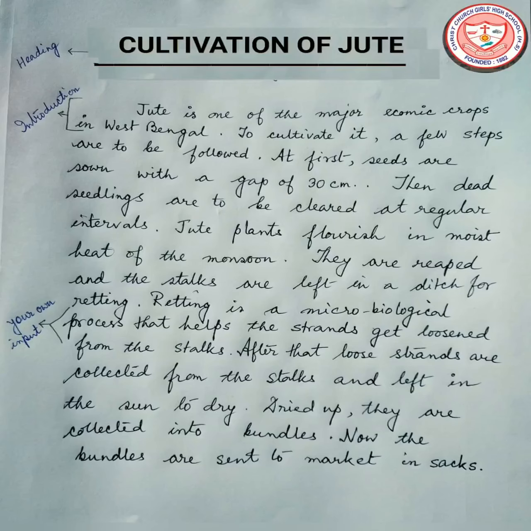Now in this paragraph, girls, please notice that the first two sentences, that is, jute is one of the major economic crops in West Bengal, to cultivate it, a few steps are to be taken, are the introductory part, and I have added my own input. Likewise, you may add your own input. Like here, I have added retting is a microbiological process that helps the strands get loosened from the stalk. You may also notice that after almost each and every sentence, I have used linkers like at first, then. So you are also expected to follow these rules while writing a process.